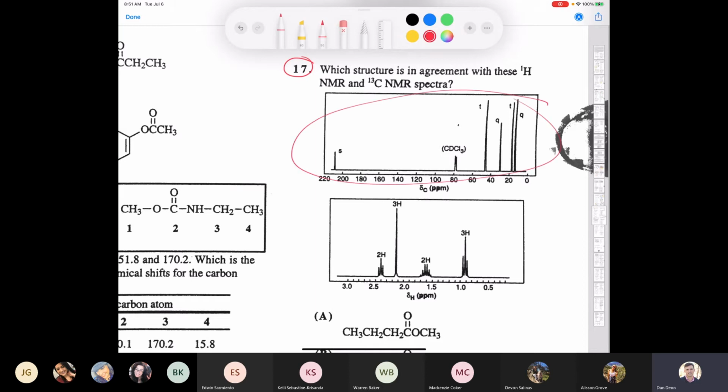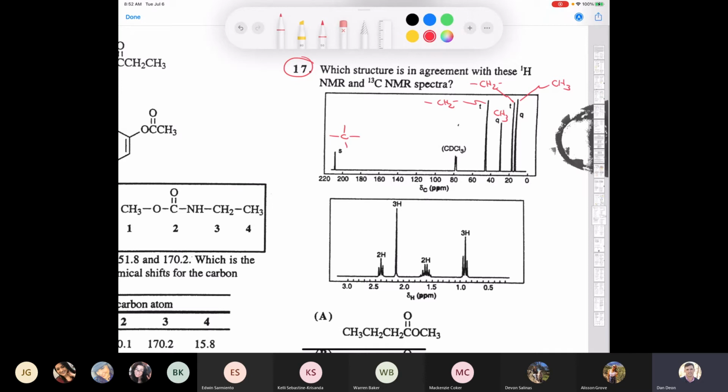So this is a carbon right here, and sometimes they would write down letters by it, like Q, T. You see these here? So when you see Q, that means quartet, and it's like applying the N+1 rule for the number of protons attached to that carbon. So when you have a Q here, this means that this is a methyl. When you see a triplet, that means it's a methylene. When you have a triplet here, that's another methylene. We have another methyl group here. And then if it's a singlet, that means it's a carbon that has no hydrogens attached to it. Okay? So that's what that means.